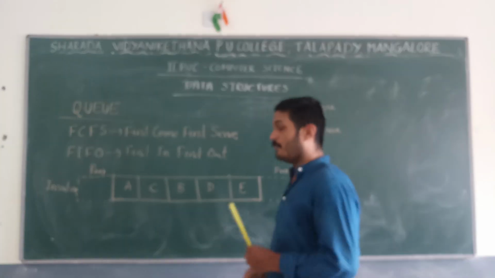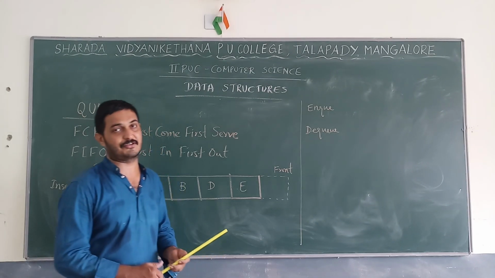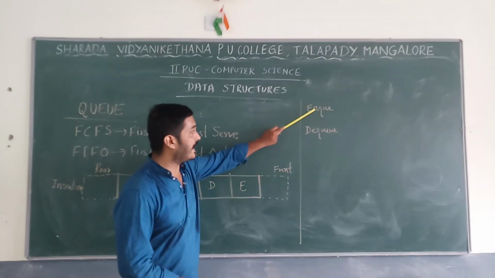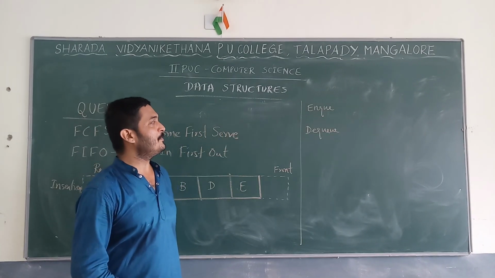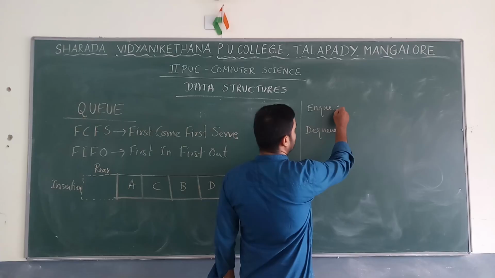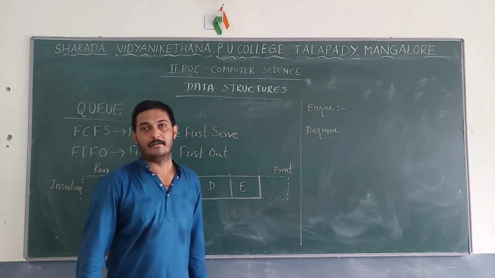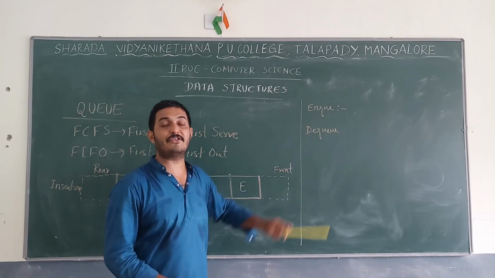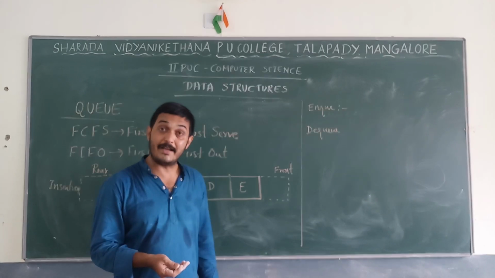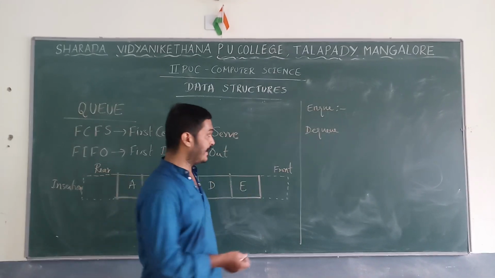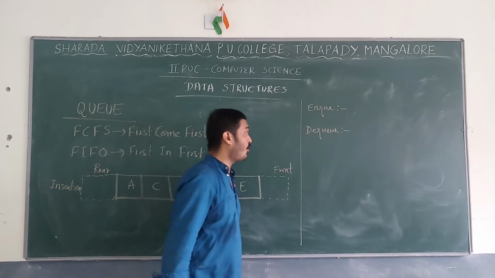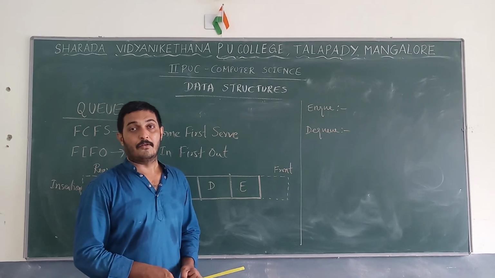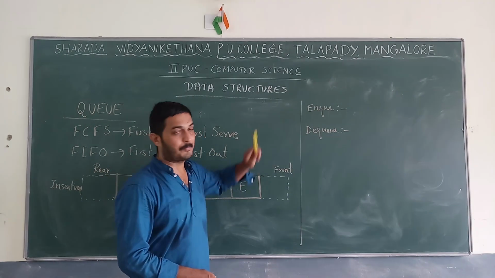Next, what are the operations possible on the queue data structure? Broadly, we can classify them into two types of operations: enqueue and dequeue. What do you mean by enqueue? Enqueue is the operation used to insert an element into the queue at the rear end. Dequeue is another operation, used to delete or remove an element from the front end. Okay, so two types of operations.